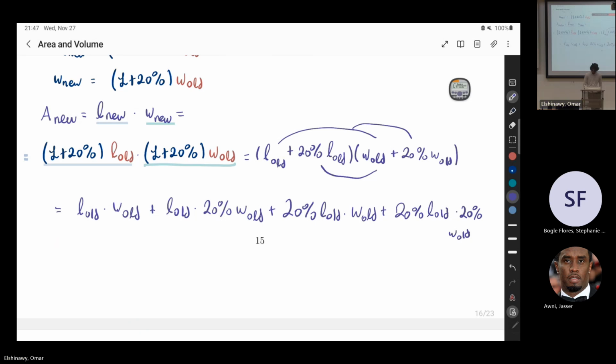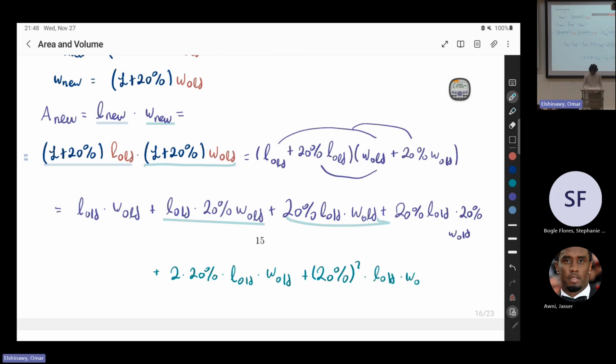L old cancel. So these two terms are exactly the same. Right, so I get 2 times 20%, times L old times W old. Plus, now here you get 20% squared times L old times W old.